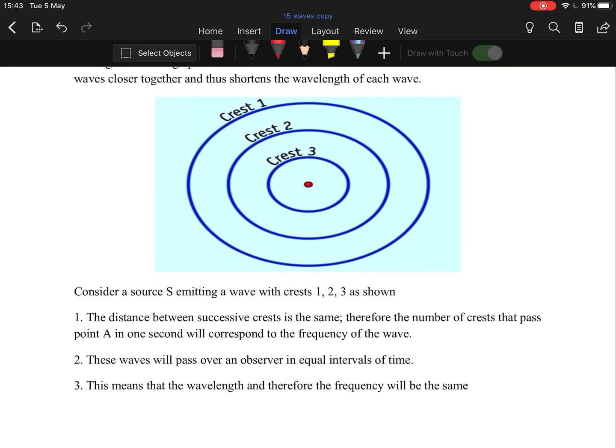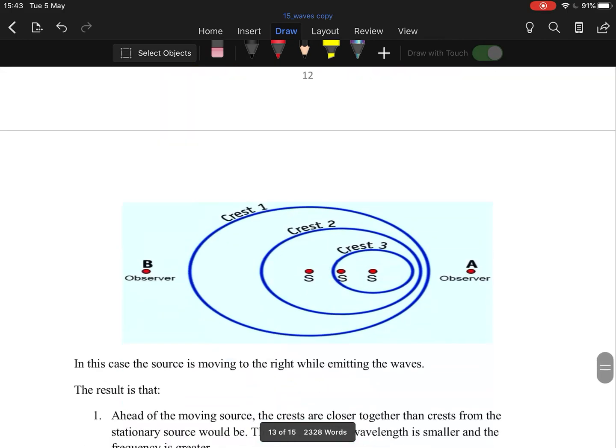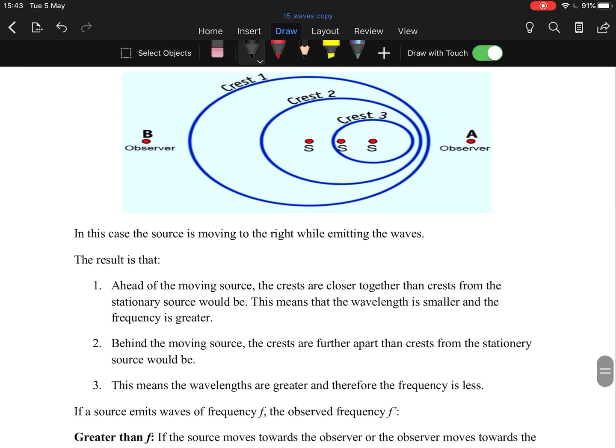So basically what you have here, you have 3 waves, 1, 2, 3, okay? The source is in the middle, S, okay? And that's emitting the sound, all right? So the distance, because it's not moving, between all the waves is the same. So we all hear the same sound, just at different times, okay? However, when the source is moving, all right? It's going from B to A, okay? All right? Ahead, think of it this way. Ahead, the crests are closer together than the crests from behind, okay? Wavelength smaller, frequency bigger, okay?